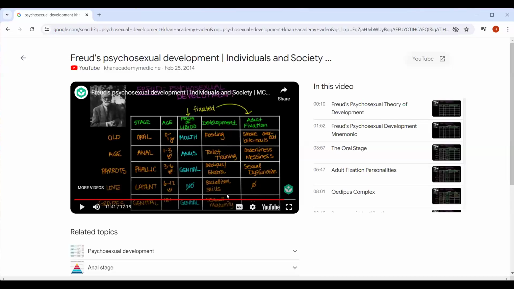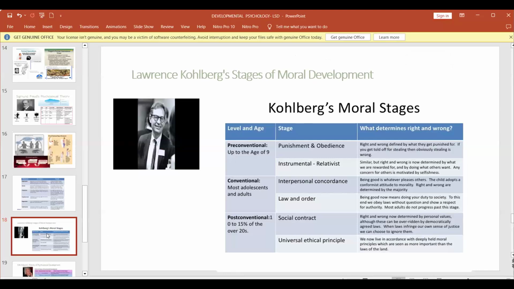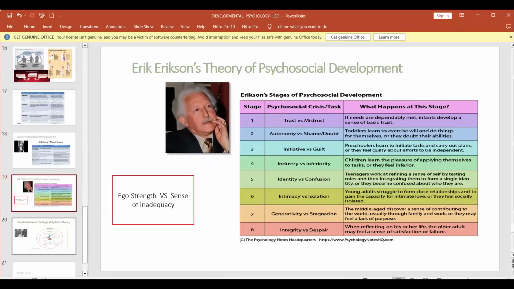So we will now move on to our next theory. We have about another 15 minutes. We will quickly look at it. Before Kohlberg, we will go to this. Erik Erikson, can you see the slide I'm sharing? Erik Erikson's theory of psychosocial development.